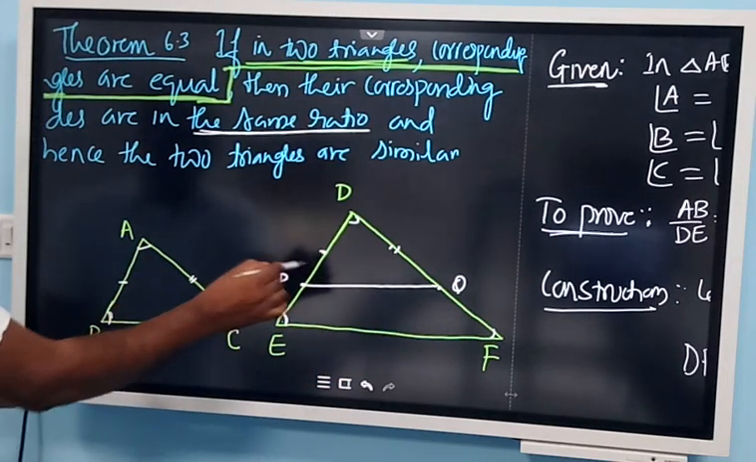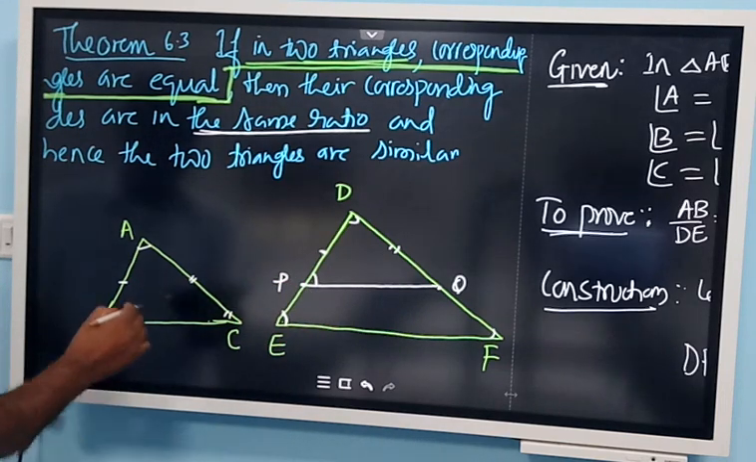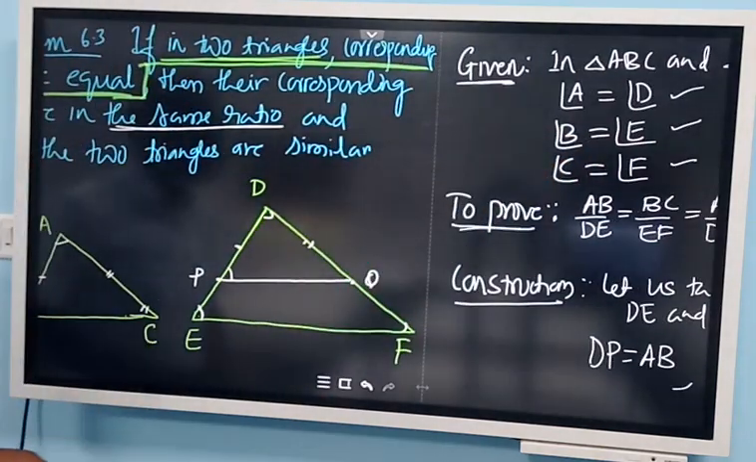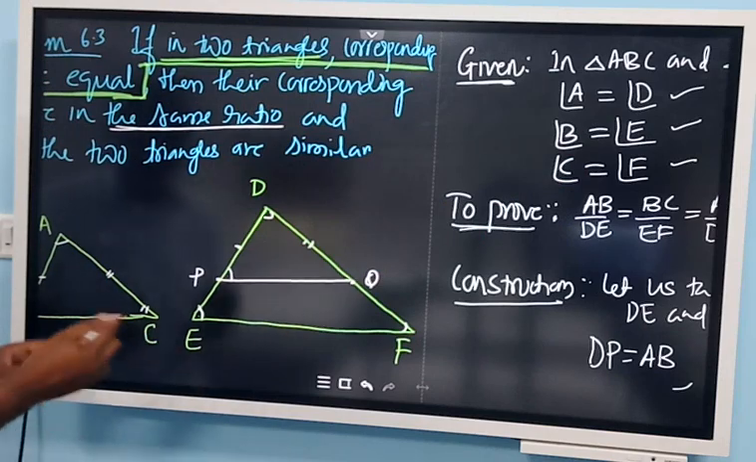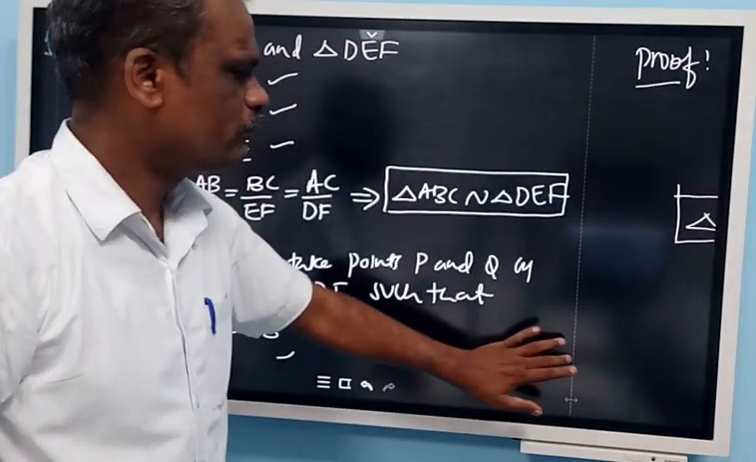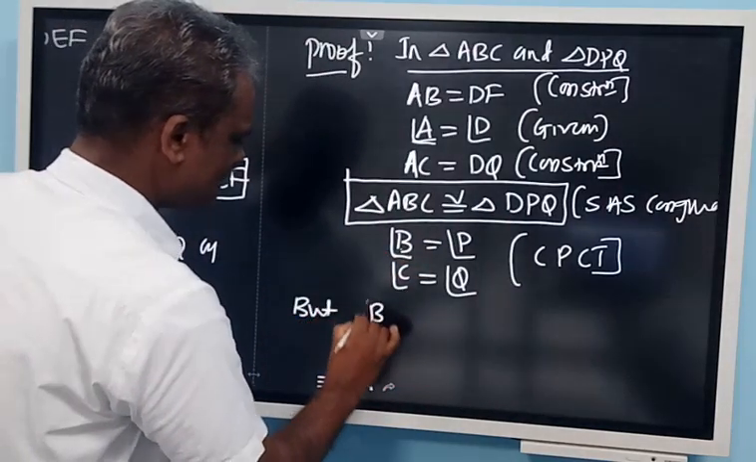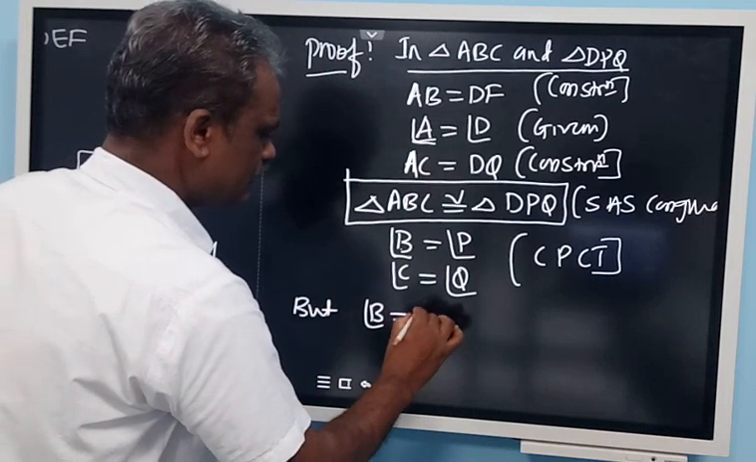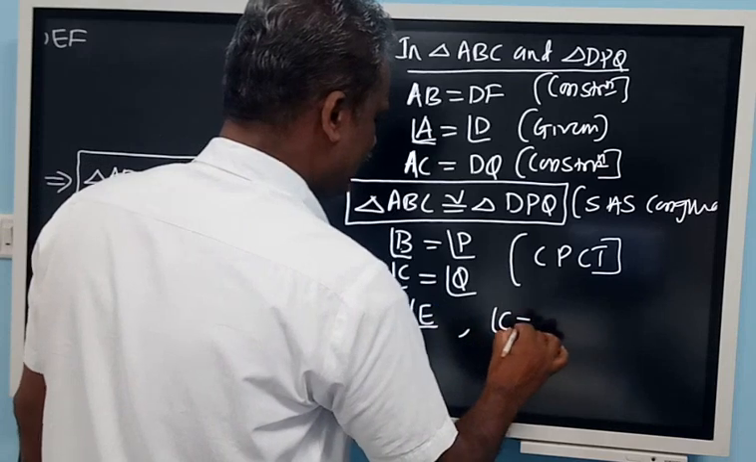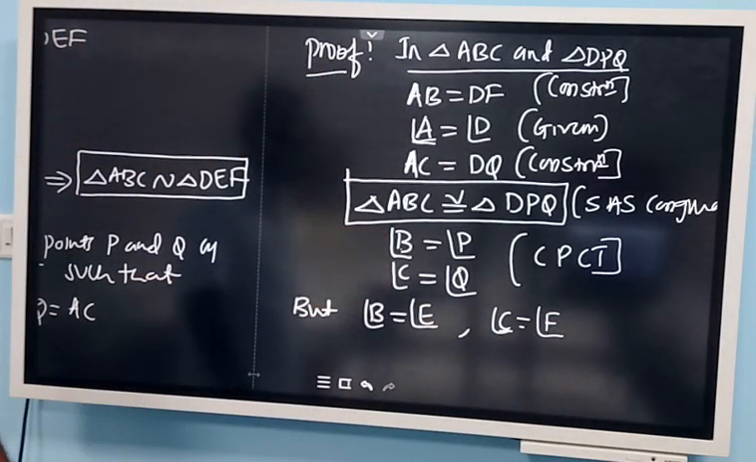But we proved that B is equal to P. B is also equal to P. Look at the diagram. We have B is equal to E because corresponding angles are equal. So what can we write? B is equal to P. We proved that. But we have angle B is equal to angle E. At the same time, angle C is also equal to angle F. Isn't it? So by this, what can you conclude?